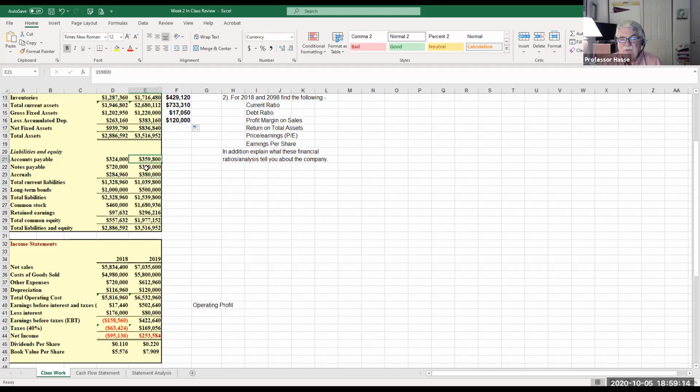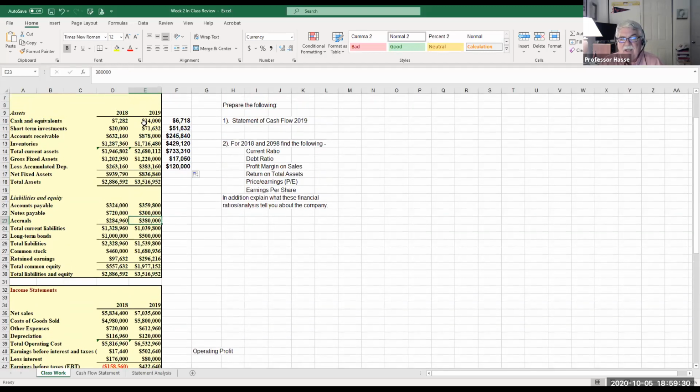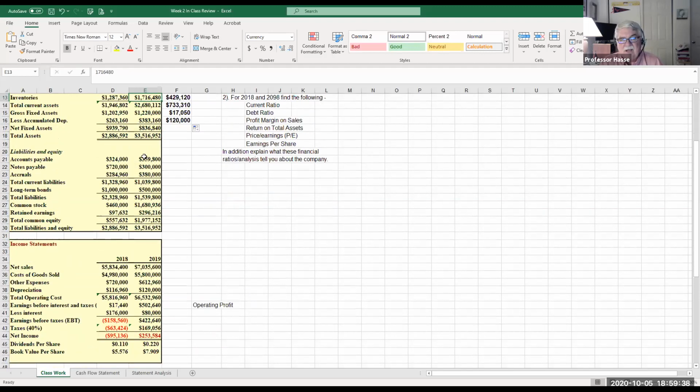Accounts payable, notes payable, and accruals. Two of these are called operating liabilities: accounts payable and accruals. Many people call them working capital. Just like cash, short-term investments, accounts receivable, and inventories are working capital, short-term assets, accounts payable and accruals are working capital, short-term debt.